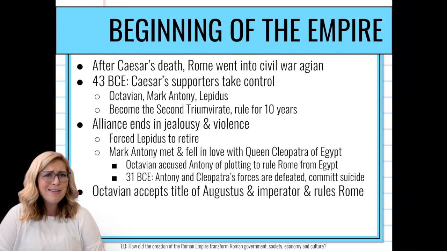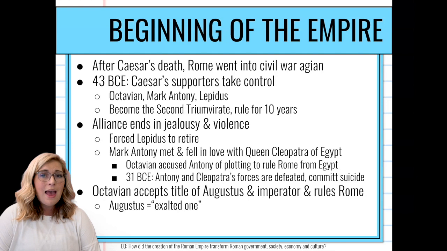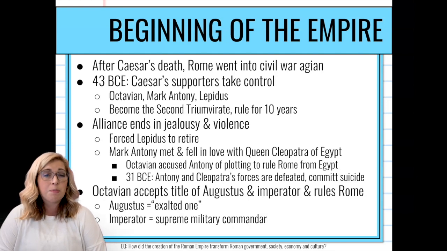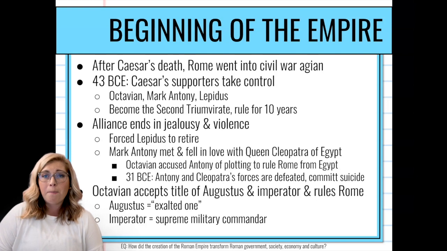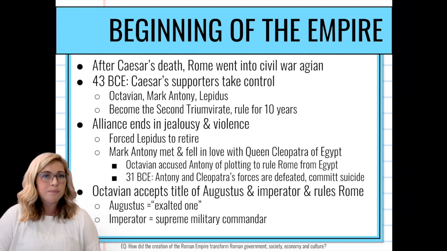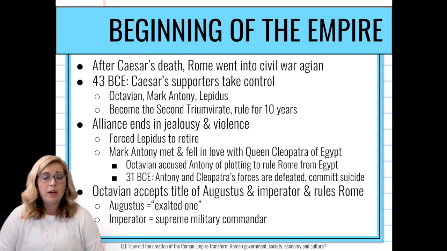Imperator. I think that's how you pronounce it. It's weird, and I'll explain why it's weird. And he basically rules Rome by himself. Augustus actually means exalted one, and Imperator means supreme military commander. And that's actually where we get the word emperor. Imperator, emperor, it goes on. So he's the sole emperor of Rome at this point.